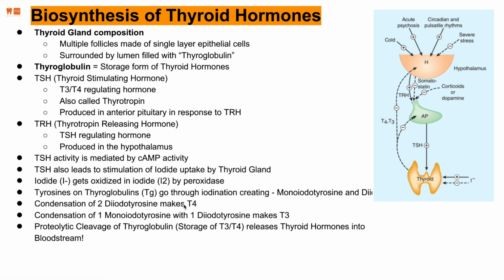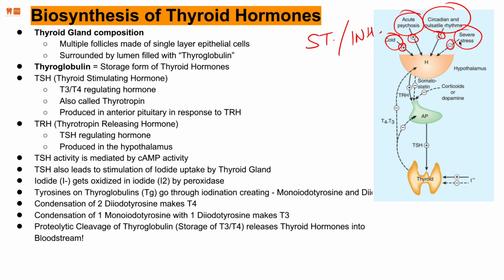Okay, so let's take a look at the diagram here. There are some stimulants and then there are some inhibitions. Cold, acute psychosis, and the circadian cycle, which is a diurnal, nocturnal, pulsatile rhythm. These are all positives, okay? But severe stress is an inhibitory stimulant.